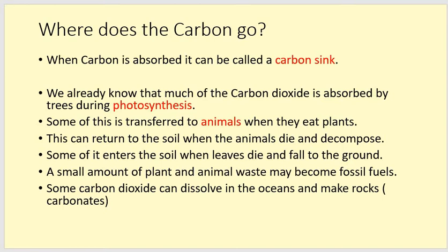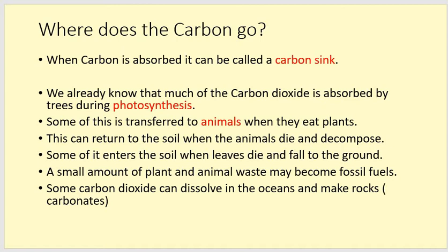We already know that lots of the carbon dioxide is taken in, is absorbed by trees during photosynthesis, and this is used to make glucose, and the glucose is stored in the wood of the tree. Some of that carbon transfers to animals when they eat the plants, because obviously they can't just eat the hydrogen or the oxygen, they will eat the mixture of all the elements within the tree. And when the animals die, it can return to the soil, and then it's available for the plants to do some more growing.